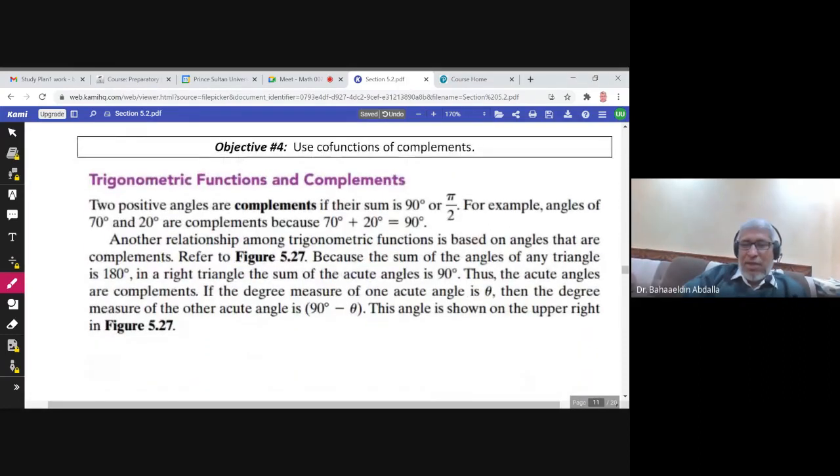The second objective is about cofunction of complements. Okay, let us first define what we mean by complements. Two positive angles, they have to be positive, are complements if their sum is 90 or pi over 2. So for example, 70 degrees and 20 degrees are complements because their sum is 90. 60 and 30, 45 and 45, 80 and 10. All of these are complement angles.